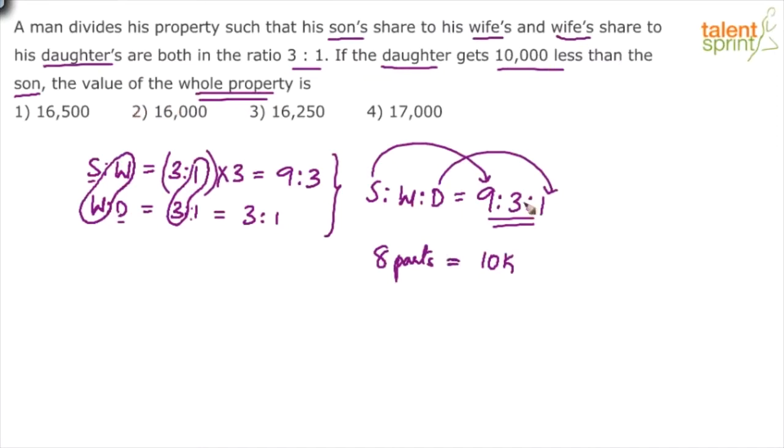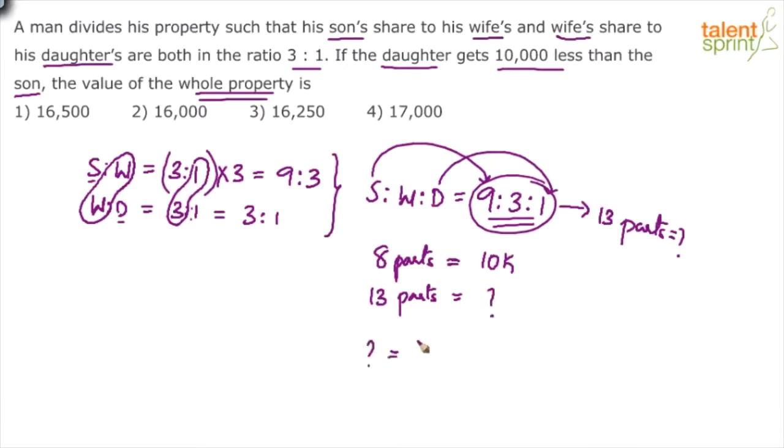The value of the whole property. What is the whole property? Sum of all these 3. How many parts total? 9 plus 3, 12 plus 1, 13 parts. So 13 parts is equal to what is the question? Cross multiply. We know that 8 corresponds to 10,000. 13 would correspond to what? Cross multiply and you'll get the answer.